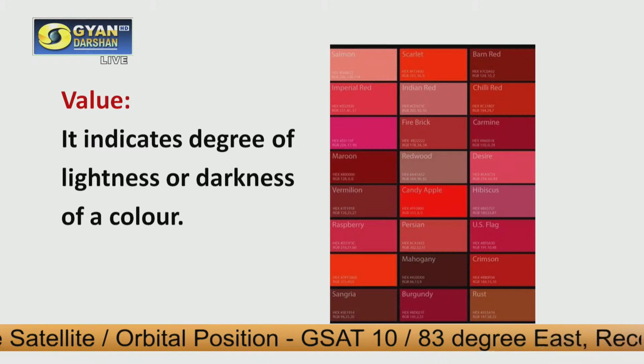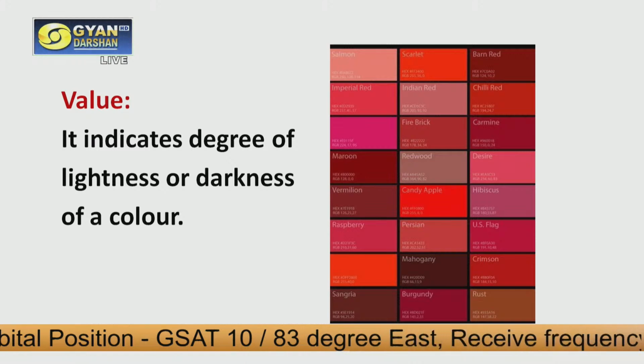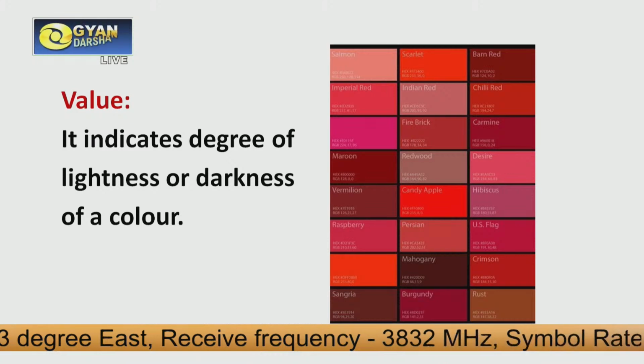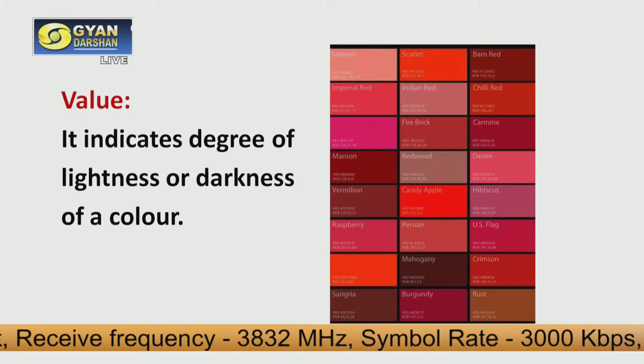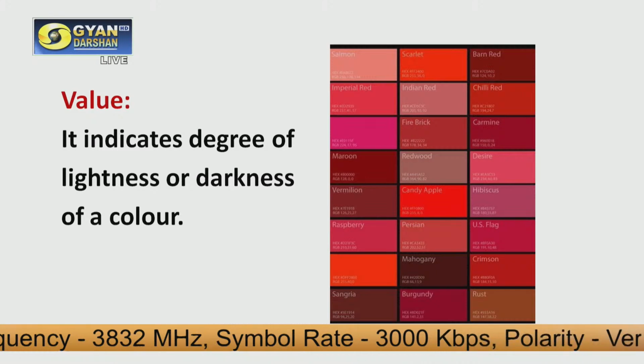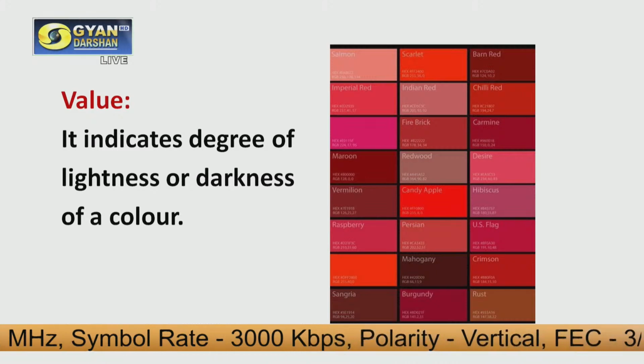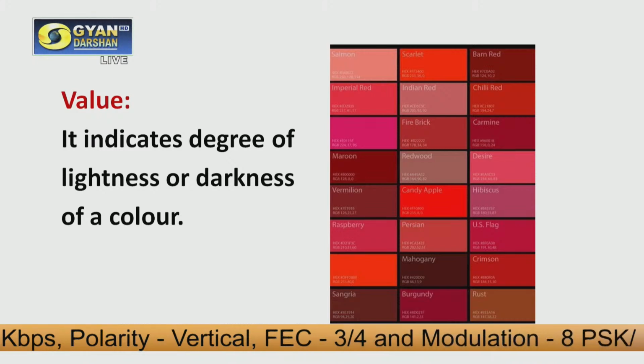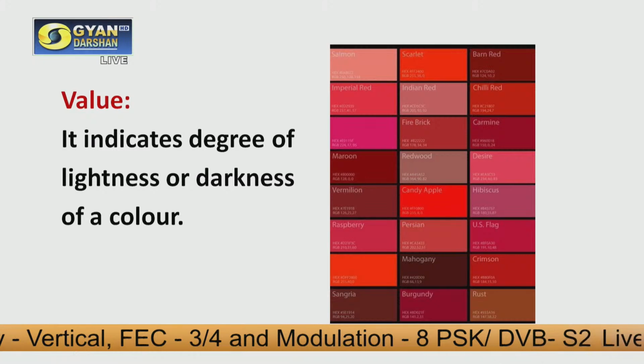And then the third one is your value. Value is something which indicates the degree of lightness or darkness. कितना ज्यादा हल्का है या कितना ज्यादा डार्क है. हल्का तब होगा जब उसमें व्हाइट कलर का क्वांटिटी, व्हाइट की मात्रा ज्यादा होगी, और डार्क तब होगा जब उसमें ब्लैक का मात्रा और ज्यादा होगा. So that's your degree of lightness and darkness.